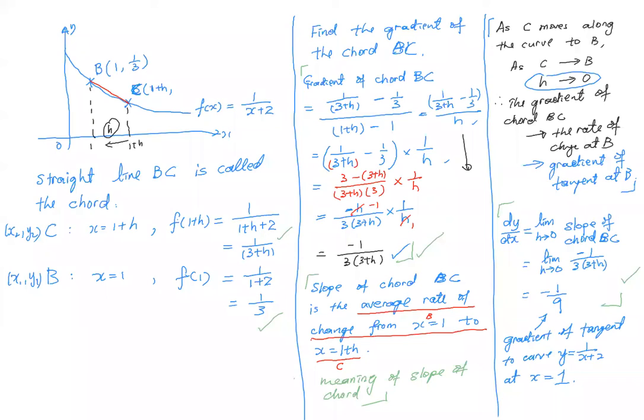So everyone, are you okay? Teacher, I got a question. Yeah, what question is that? For the gradient of chord BC, how does your 1 plus h minus 1 become h? 1 plus h minus 1, 1 minus 1 is 0, so h.